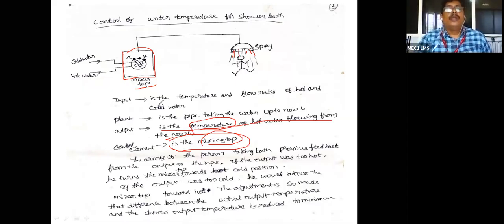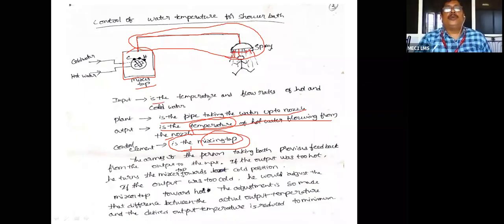And here, what is the plant? It is the pipe carrying the water to the nozzle. That means from here onwards, up to the spray, this entire thing is nothing but the system. This system is controlled by this mixer tap. The whole system is controlled by a mixer tap.